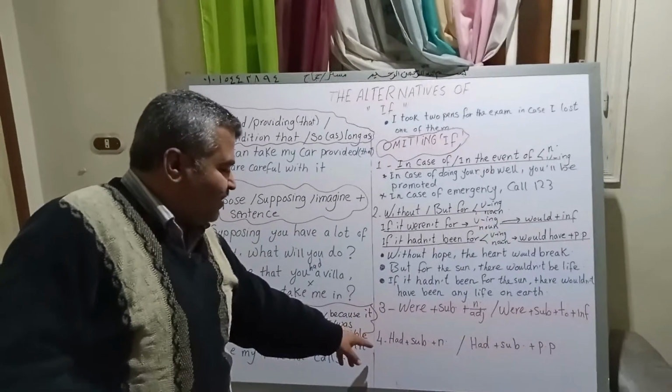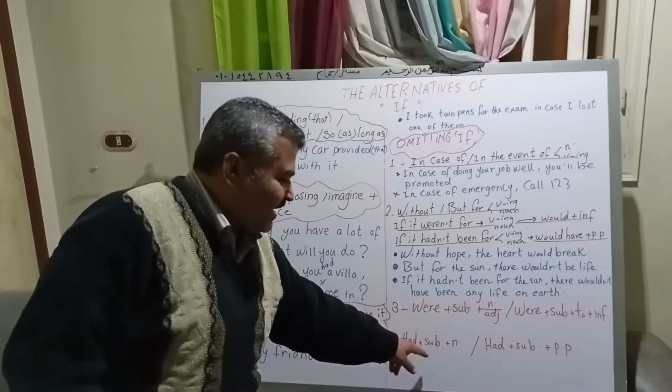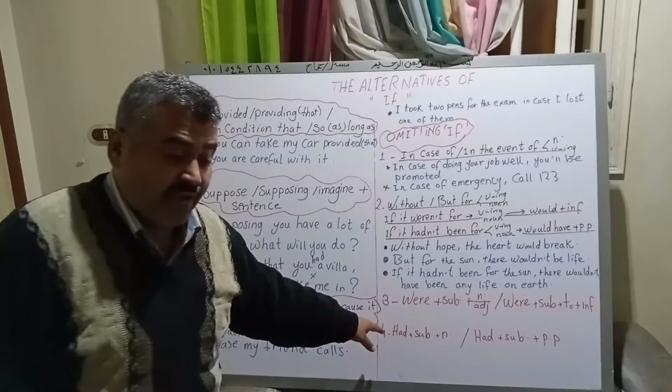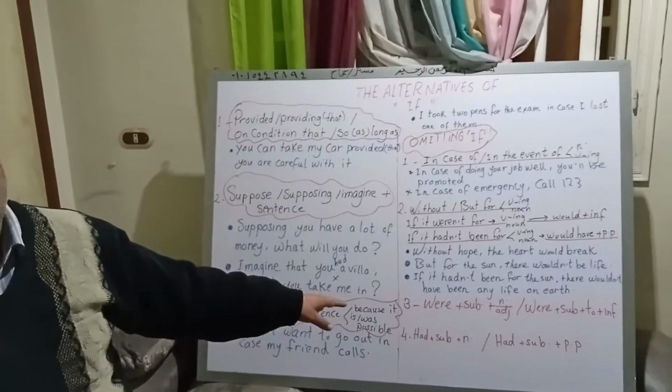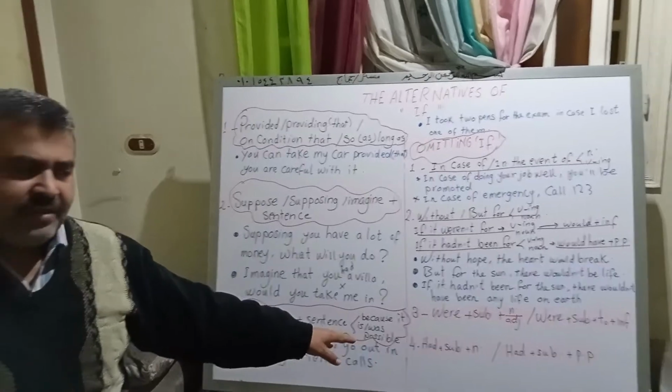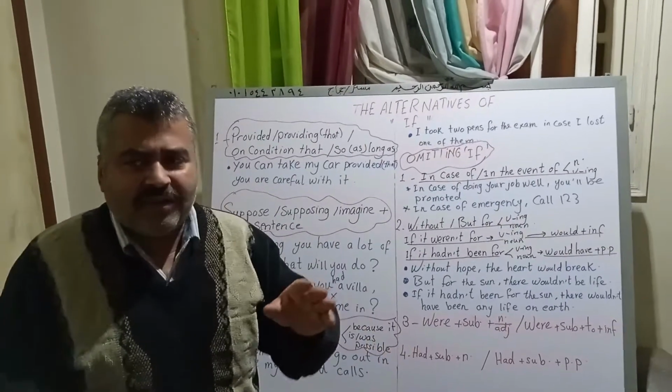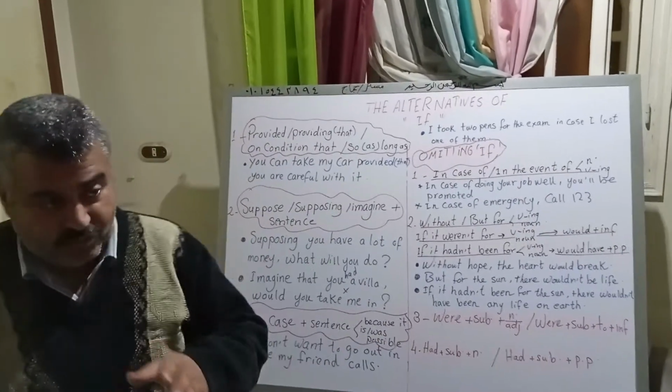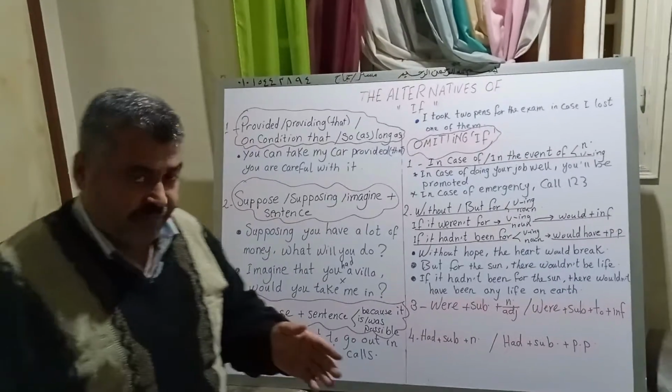The same we can do with had. Had plus subject plus noun. This is the second type of if. When you say, had I a lot of money, I would buy a car, it's exactly like when I say, if I had a lot of money, I would buy a car. That's the second type of if.